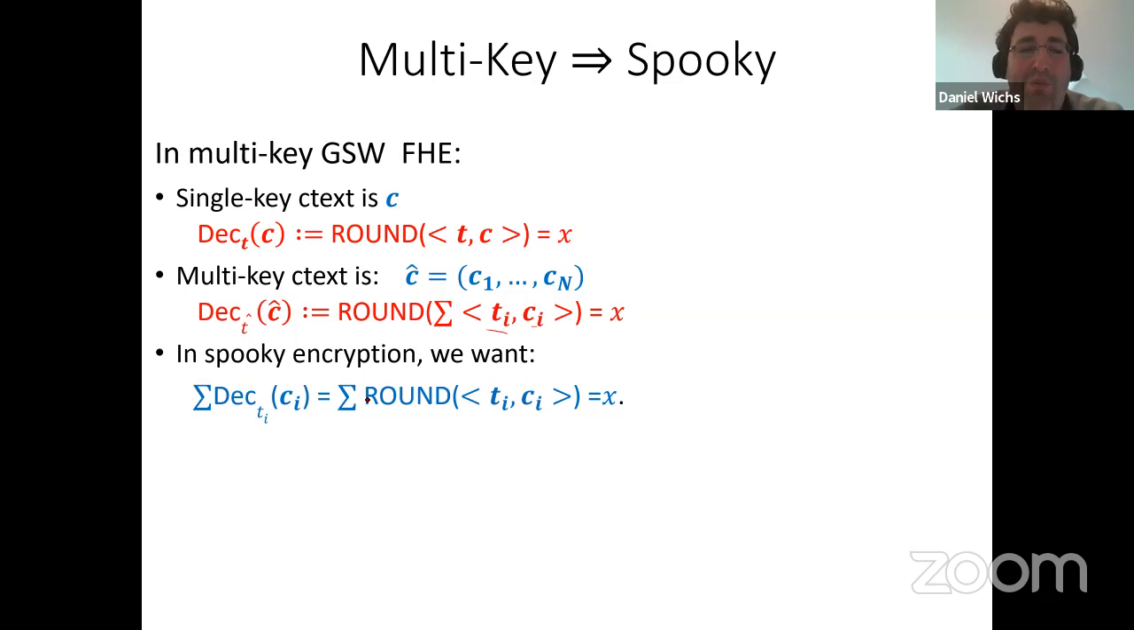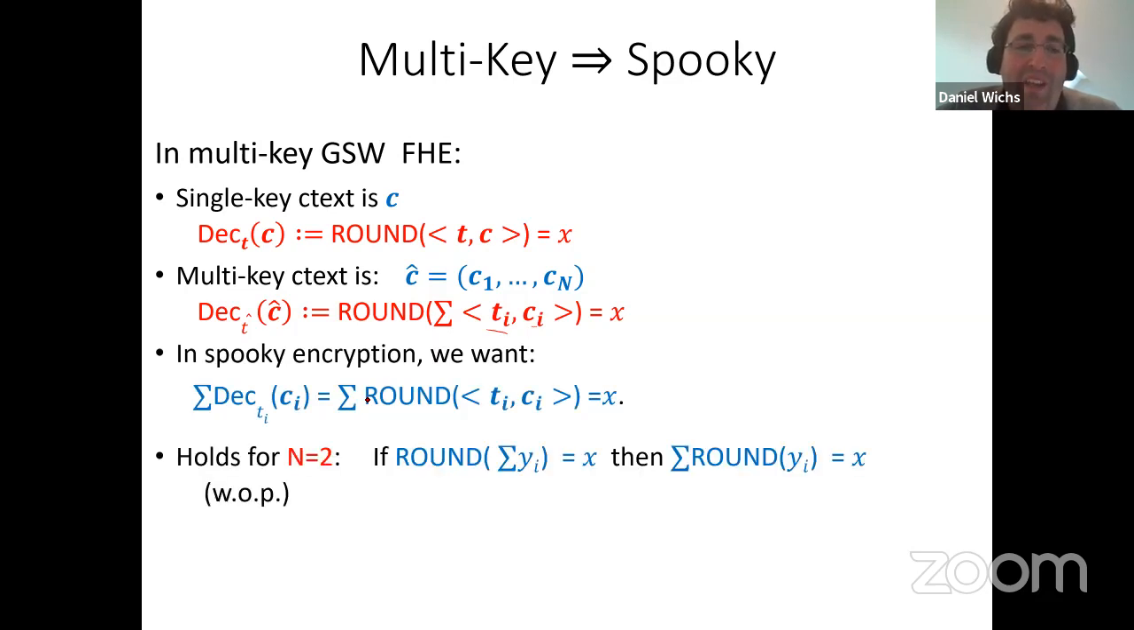So in spooky encryption, we want parties to individually decrypt their data, and then just have that be an additive secret sharing of the encrypted value. So we want to first round and then sum. That's actually the entire difference. Are we doing summing and then rounding, or rounding and then summing? So unfortunately, these two operations are not the same in general, but it turns out that they are the same in the two-party case, when n is equal to 2.